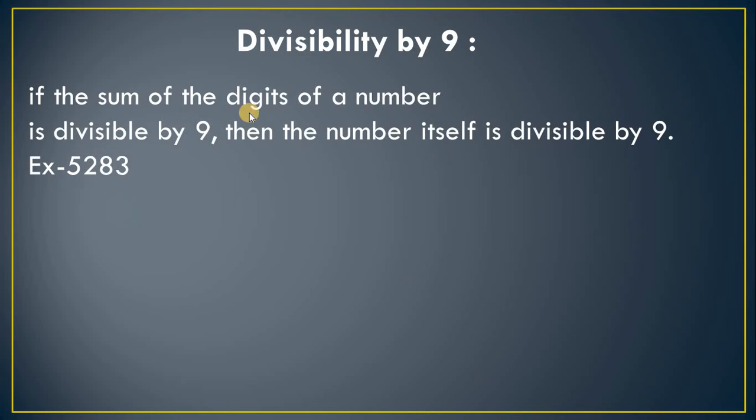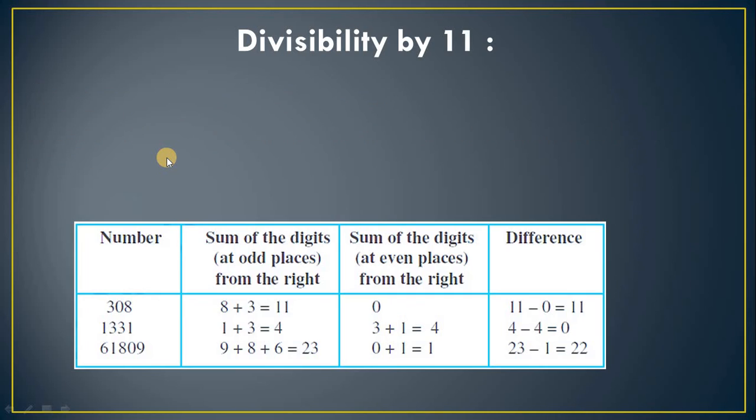Divisibility by 9. If the sum of the digits of a number is divisible by 9, then the number itself is divisible by 9. This case is similar to 3. You simply add up the digits, like 3 plus 8 plus 2 plus 5. It is 18. 18 is divisible by 9 because 18 comes in the multiples of 9. So this number is divisible by 9.